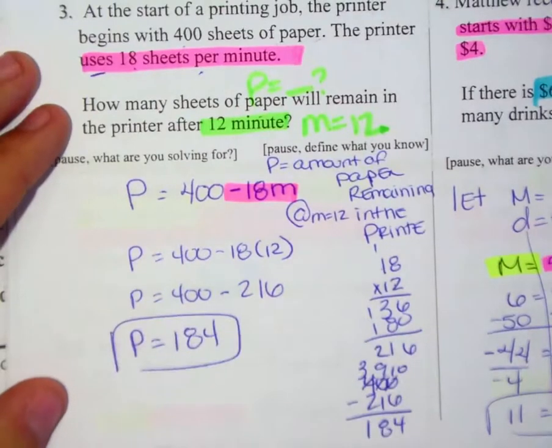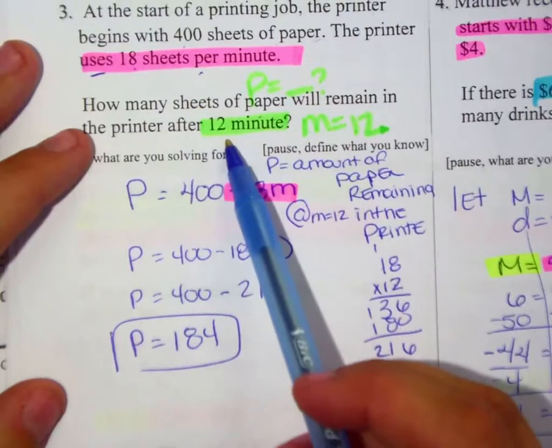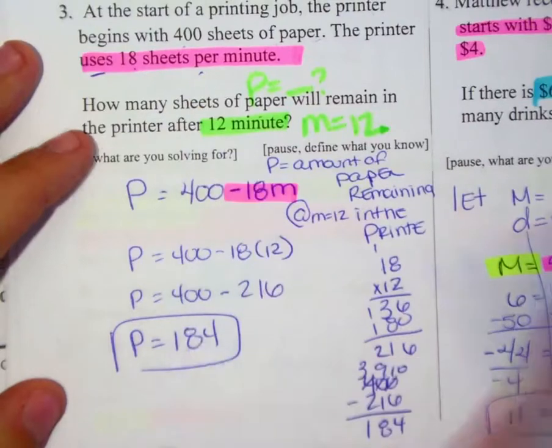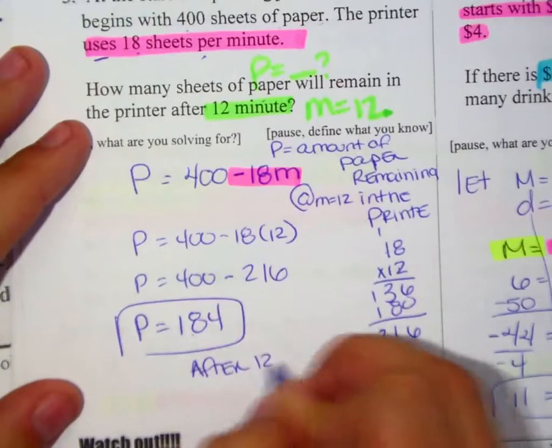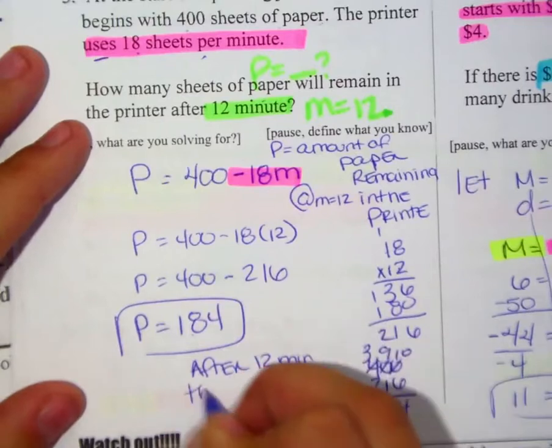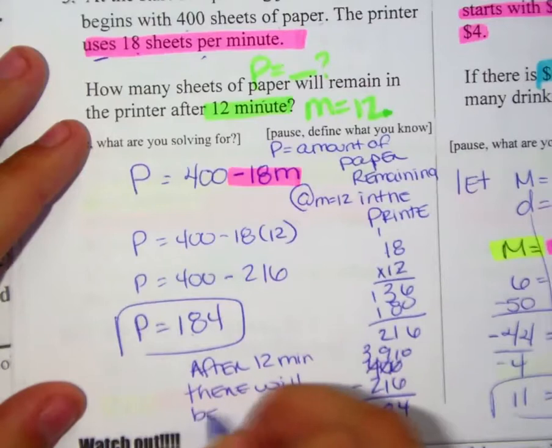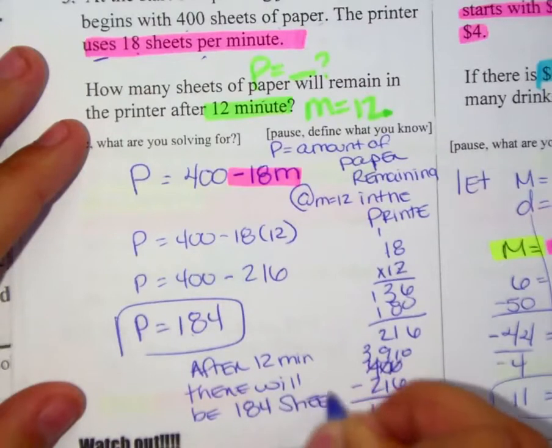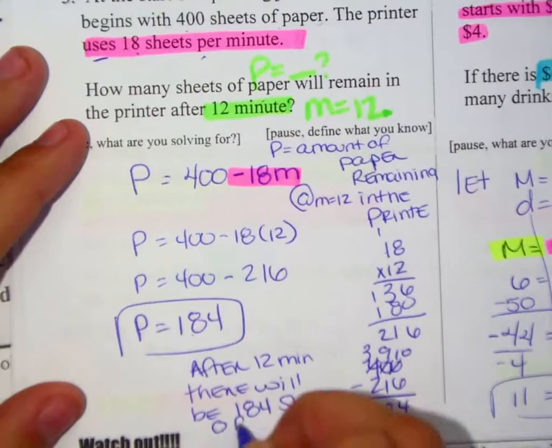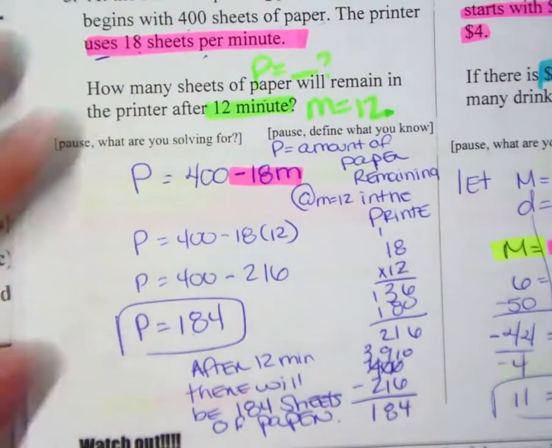Let me quickly interpret that in regards to the problem. After 12 minutes, there will be 184 sheets of paper.